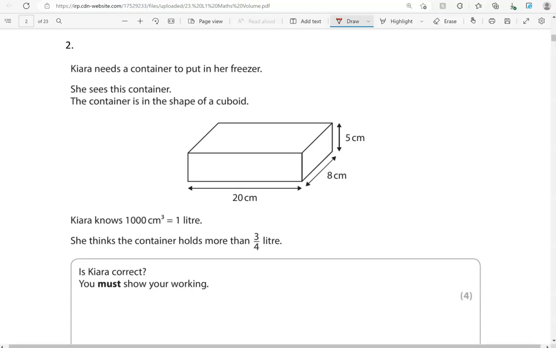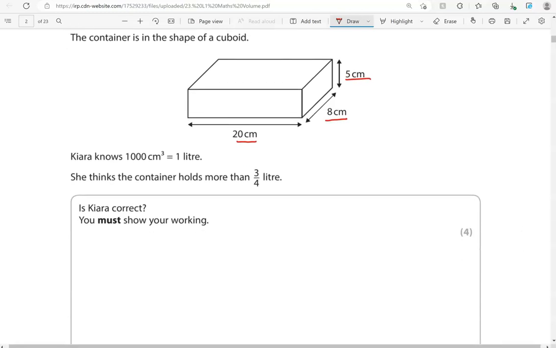So we've got these dimensions: 20 centimeters, 8 centimeters, and 5 centimeters. So we'll multiply the 3 of them. Now we know that order doesn't matter when you do multiplication. So I could do here 20 times 40, because 8 times 5 is equal to 40. Now it's easy for me to multiply, because I can do 2 times 4, which is 8, and add the 2 zeros. So that gives me 800 cubic centimeters.